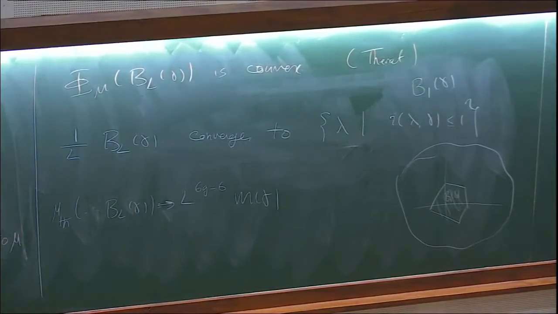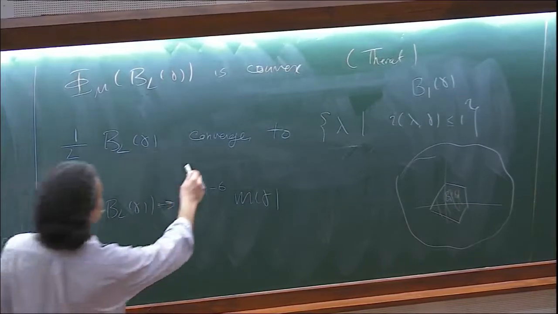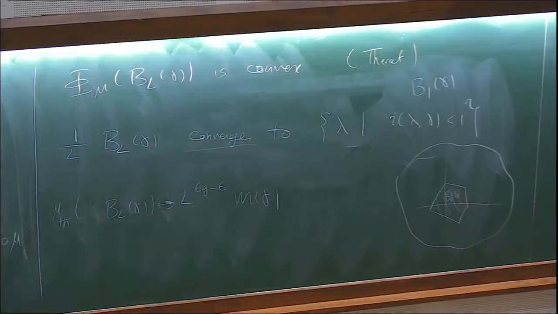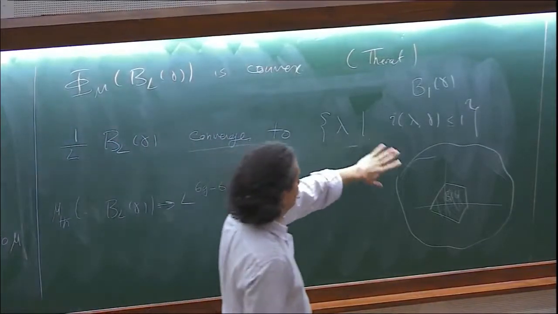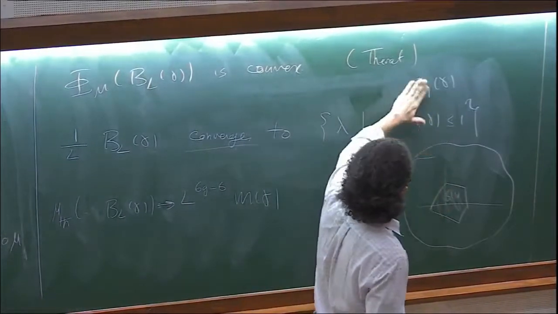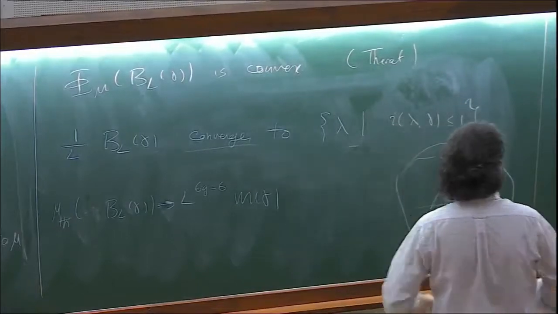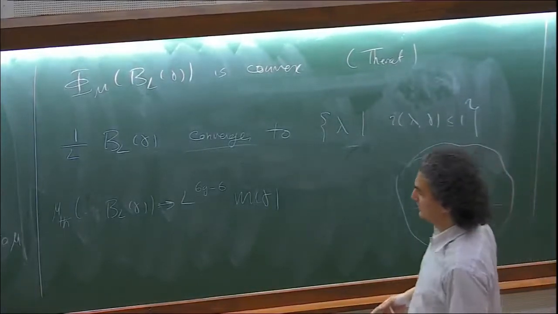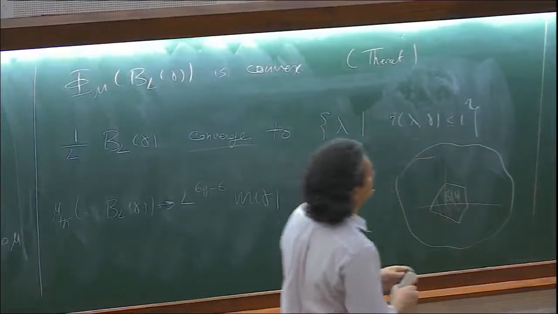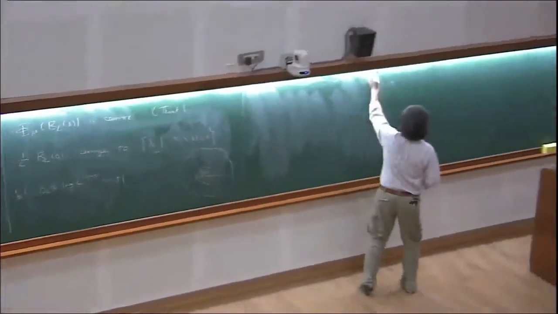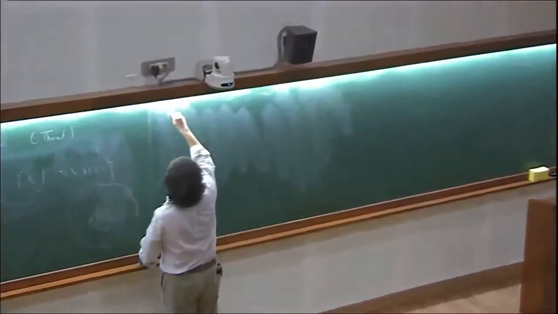So why does this converge like that? This follows from the work of Papadopoulos. I have to say, again, BL is defined by hyperbolic length, and here this set is defined using the intersection number, and these two things are kind of the same. Where should I write this? Maybe I can erase this picture now. So there's a theorem of Papadopoulos.